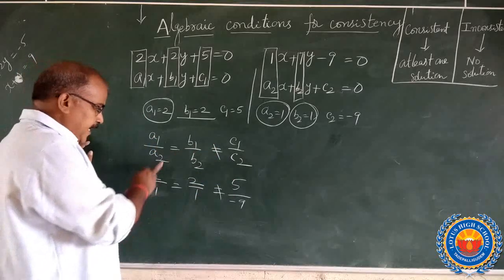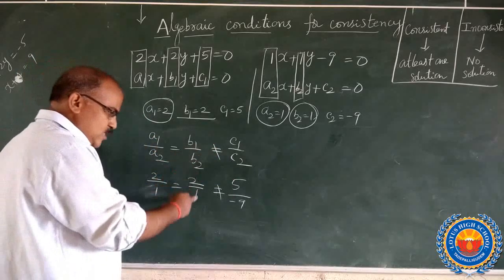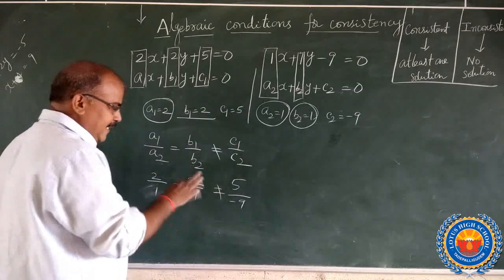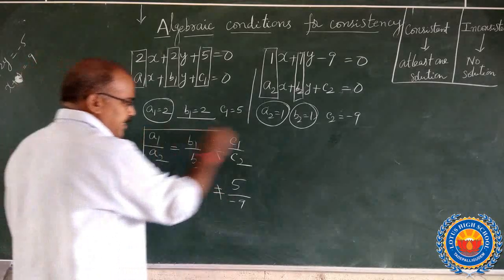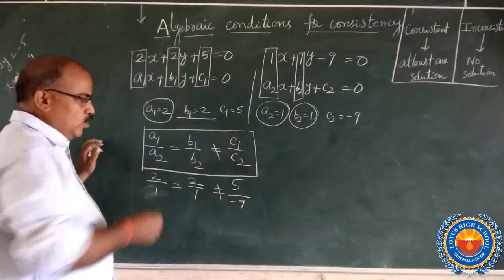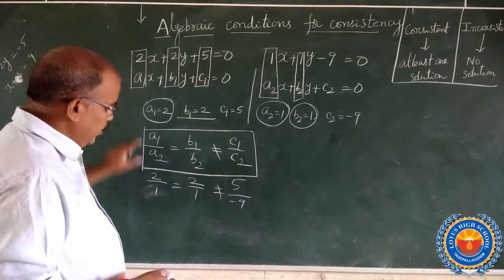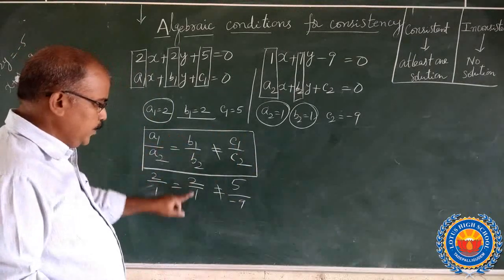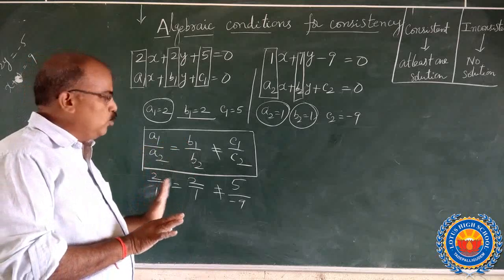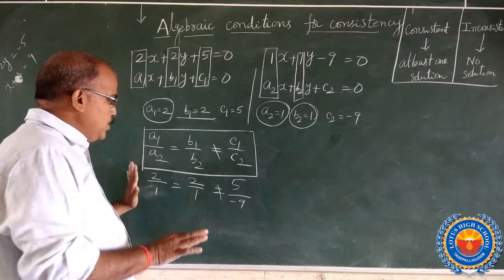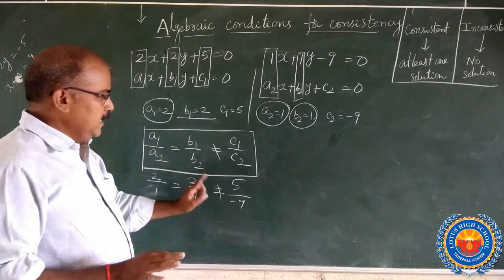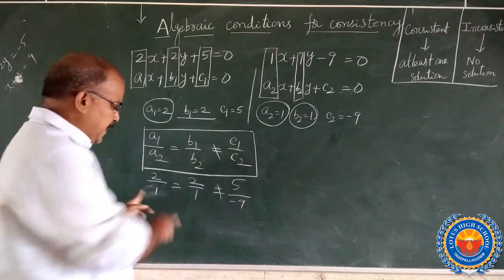But here A1 by A2 is equal to 2 and B1 by B2 is 2, both are equal, but C1 by C2 is not equal. That's why we got one special condition by using those coefficients. A1 by A2 is equal to 2, B1 by B2 is equal to 2. A1 by A2 is equal to B1 by B2, is not equal to C1 by C2. Why? Because these two are equal.